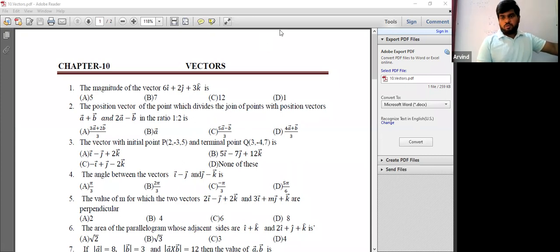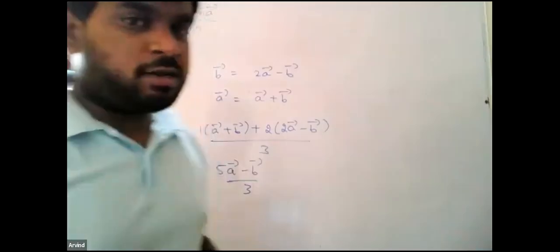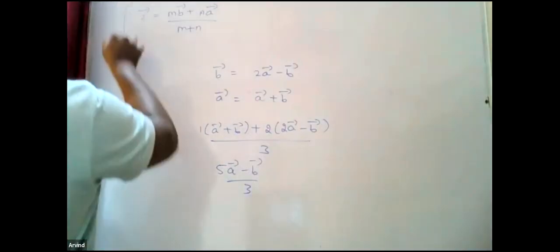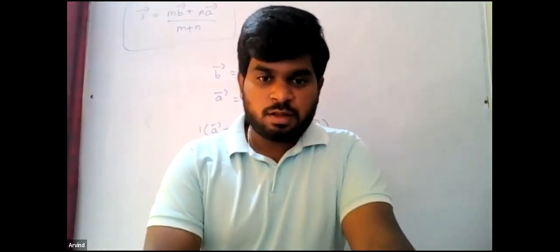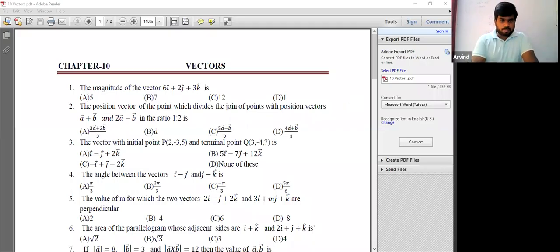If you know the formula, you can simply do it. I'll just stop sharing and we'll show you the formula. This is the formula. Okay. The two vectors are this and this. Substitute in the formula, you'll get the answer. That's it. Very simple one. Okay, let's go to the next one.